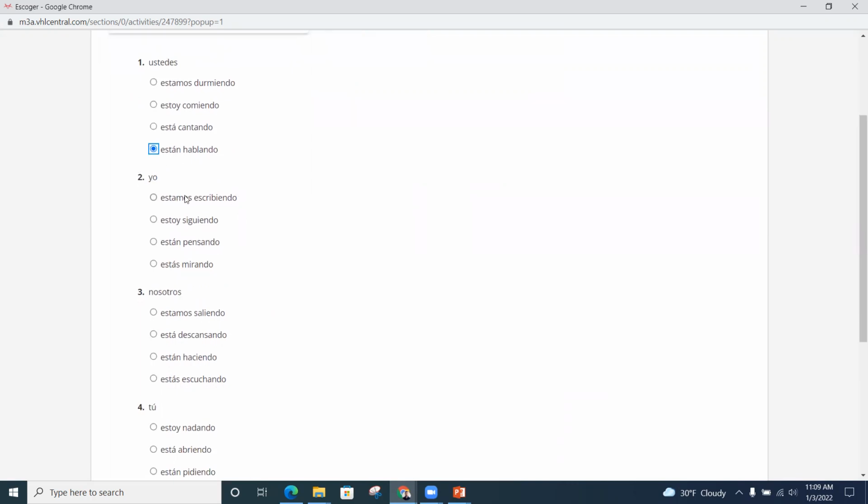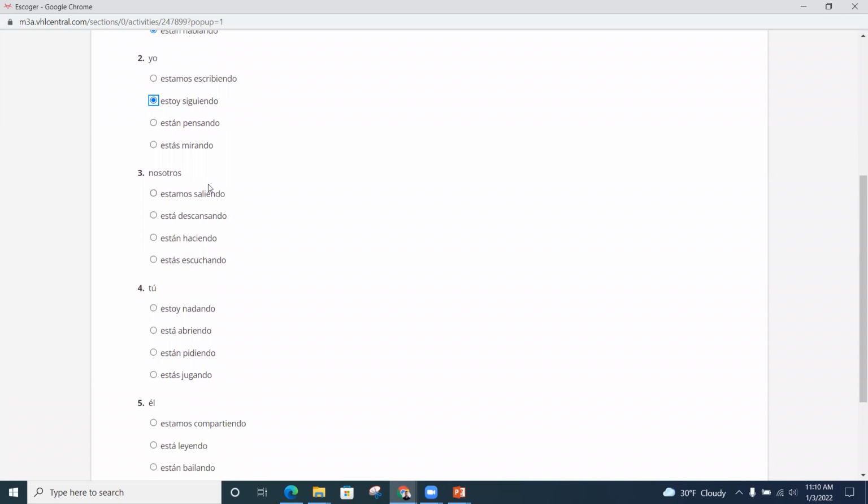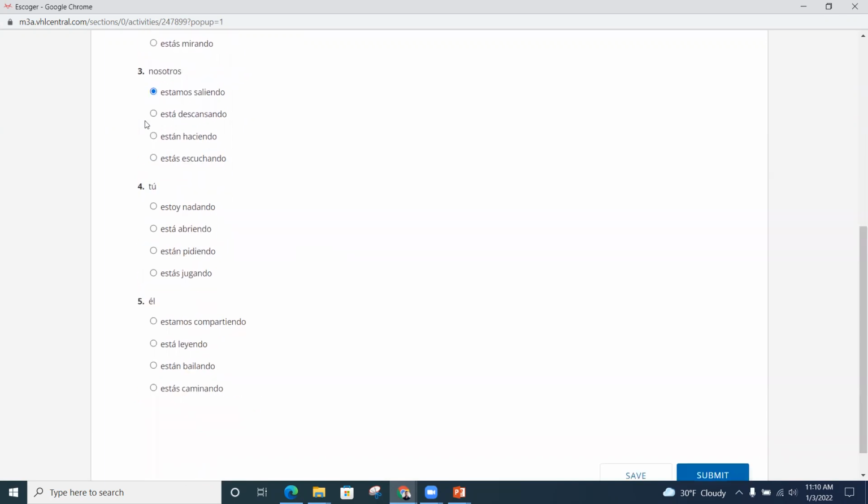Ok, número dos, yo. Estamos escribiendo, estoy siguiendo, están pensando, estás mirando. Pausa. Y ya sería la única opción es estoy, porque yo va con estoy. No es posible yo estamos, yo están, yo estás. Tres, nosotros. Estamos saliendo, está descansando, están haciendo, estás escuchando. Pausa. Y ya sería estamos, ¿no? Porque la forma nosotros de estar es estamos. Es la única opción.